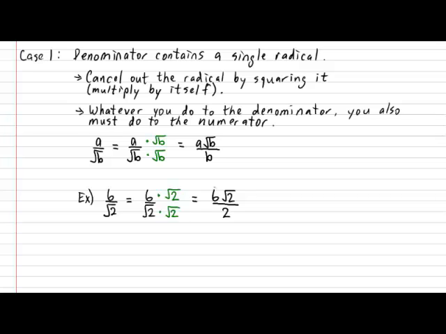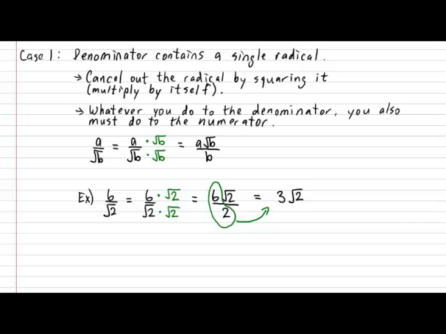And as with any fraction, don't forget to reduce. The 6 over 2 can be reduced into 3 root 2. If you were to check on your calculator, our very first step, the 6 divided by root 2, it will give you the same result as 3 multiplied by root 2.